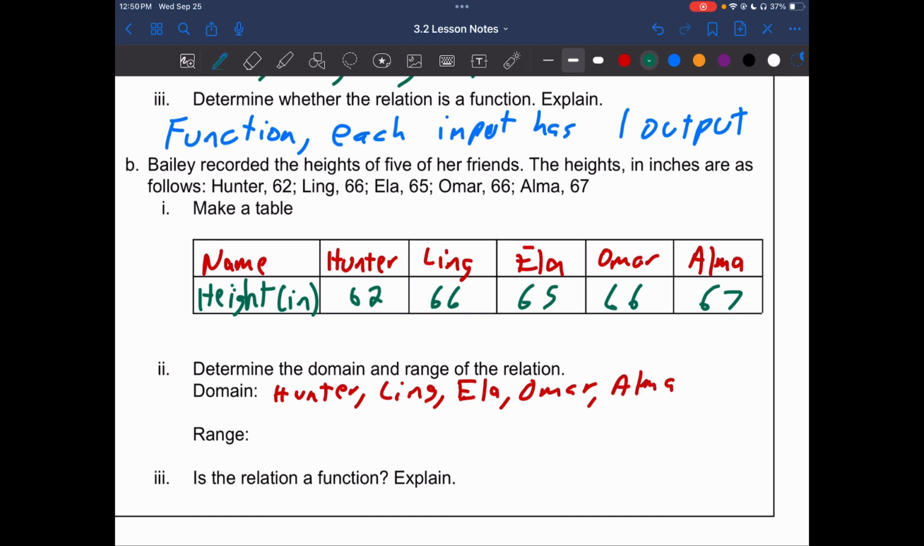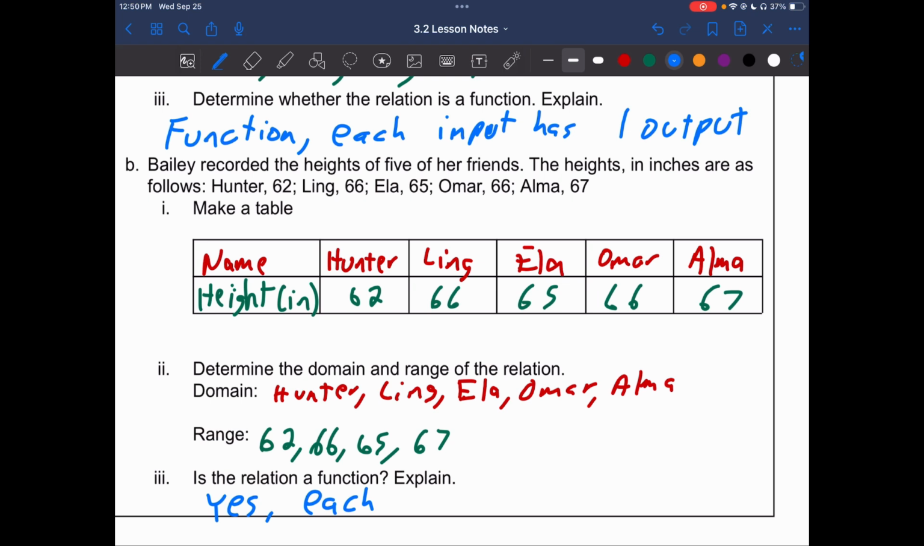And our range values, we have 62, 66, 65. 66 is repeated, we don't need to write it again, and 67. So is this relationship a function? Yes, and it's the same reasoning as above.